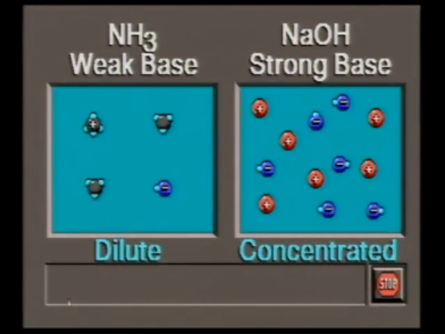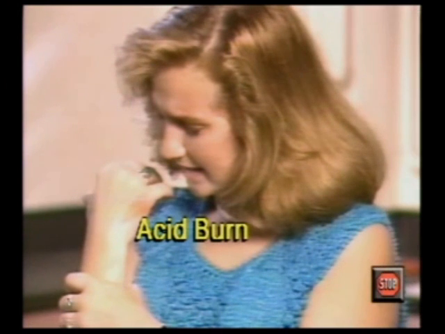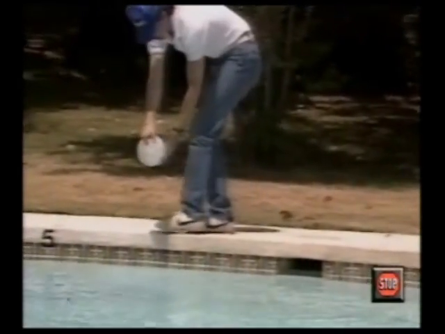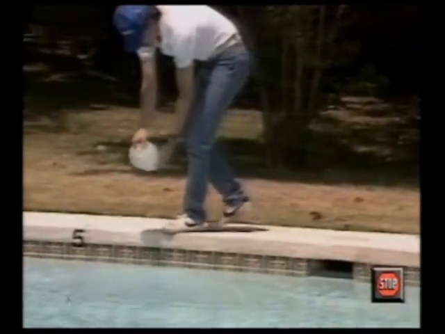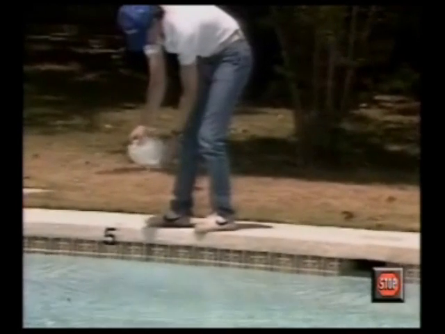The number of ions present depends on both the strength of the acid or base and the concentration of the solution. Even a weak acid or base can be harmful in high concentrations. Similarly, the destructive ability of strong acids and bases can be reduced by diluting the solution.